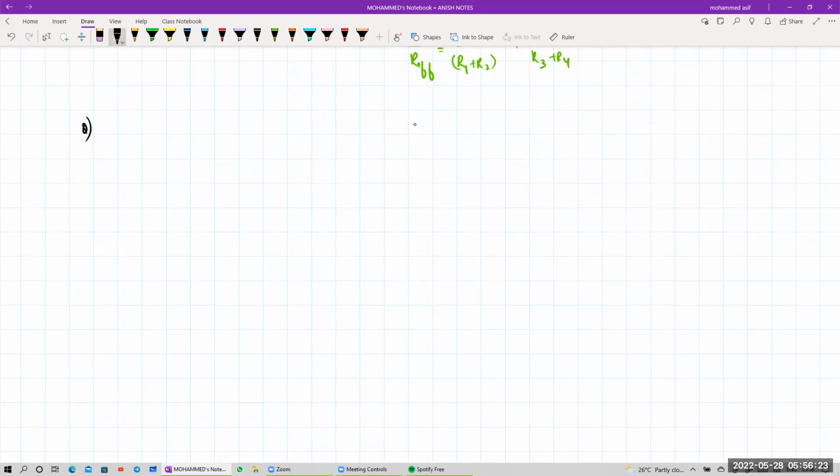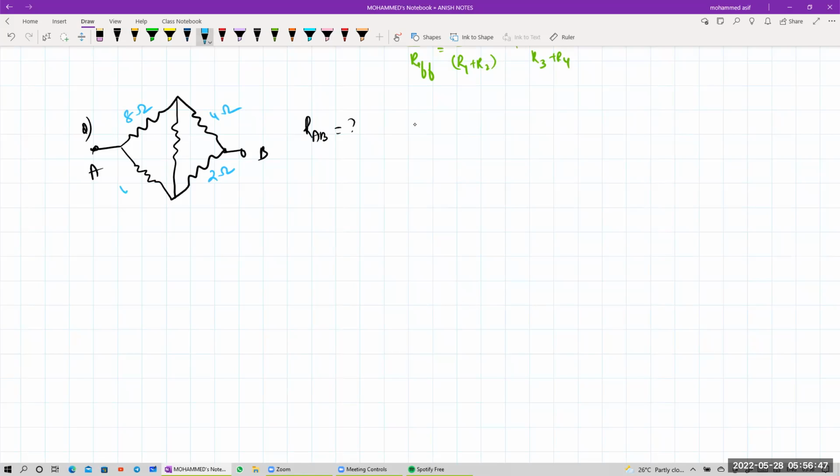Look, sir. If there is one resistance like this, and one resistance like this, and one like this, and one like this, and one like this, and this is terminal B, and this is terminal A. I need the resistance across A and B. Values are: this one is 8 ohms, this one is 4 ohms, this one is 2 ohms, this one is 4 ohms, and this one is 5 ohms.